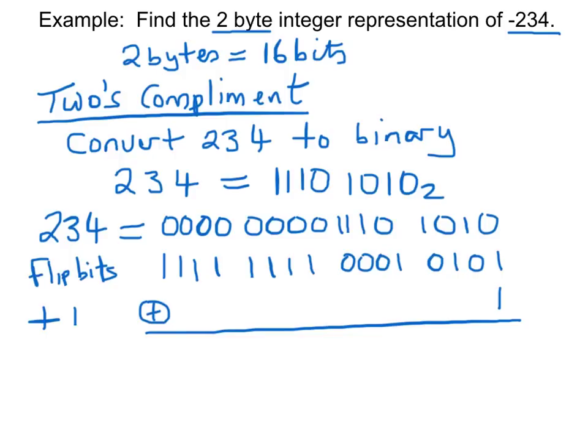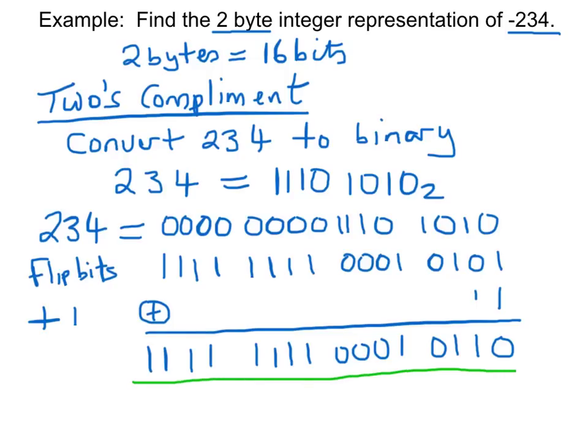So 1 and 1 is 2, 2 is 0, carry 1. 1 and 0 is 1, so it's 1, 0, 1, 0, 0, 0, and then 1, 1, 1, 1, and 1, 1, 1, 1. And then this number here, that we've just got, is the 2-byte computer representation of -234.